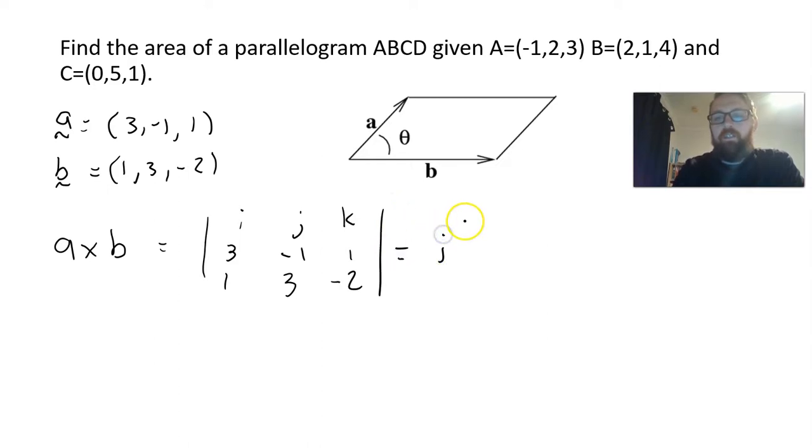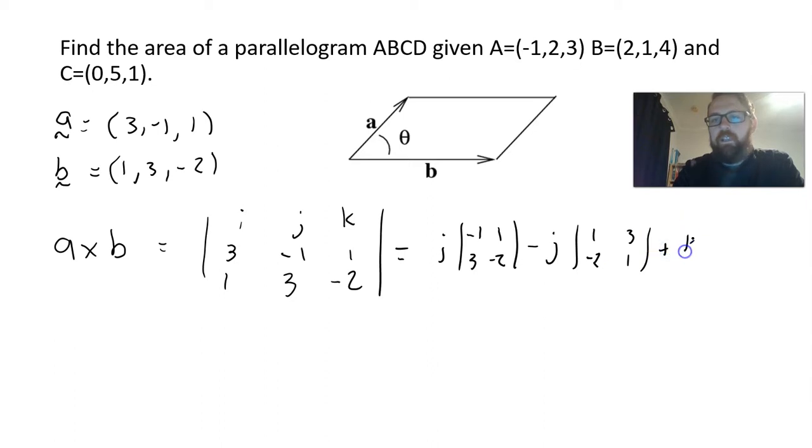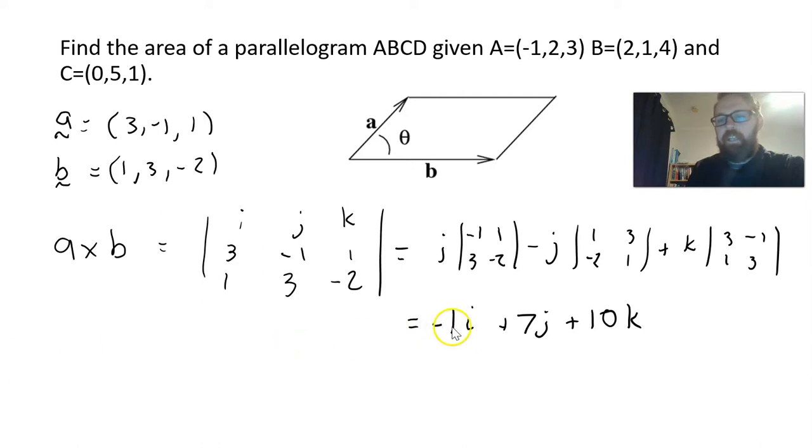So you put in i times the determinant of -1, 1, 3, -2, minus j times the determinant of, we change the side, 1, -2, 3, 1, plus k times the determinant of 3, 1, -1, 3. Okay, so we've looked at the formula of this before. You can also use a calculator, and that's what I'm going to do now. So what we get is -1i plus 7j plus 10k.